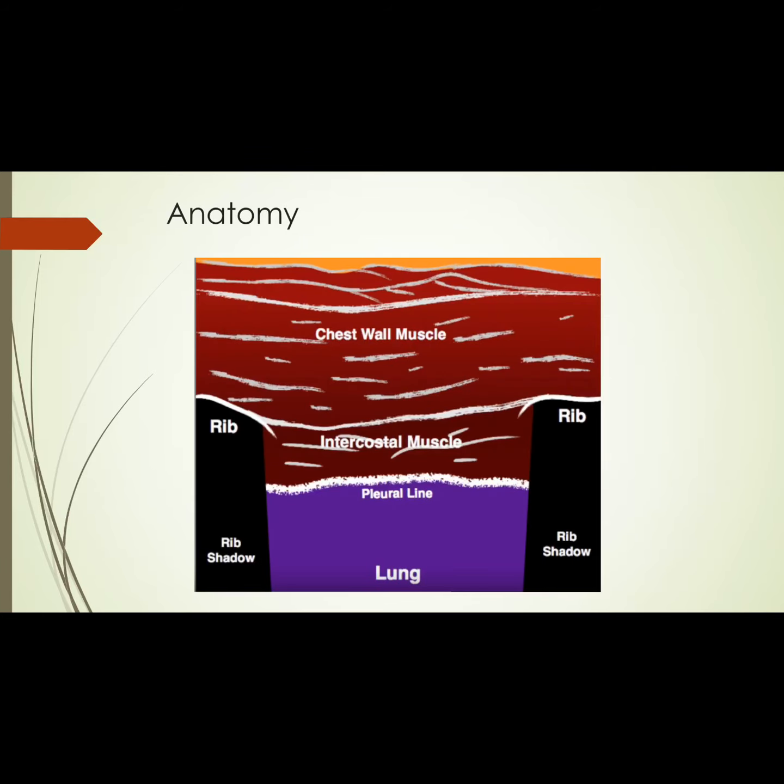Anatomy. With the ultrasound, you're looking down. This is the skin. Then chest wall muscle, intercostal muscle. The pleural line here is showing up as one, but you actually have two. You have the parietal pleural and the visceral pleural that are up against each other and rub back and forth. And that's what gives you the comet tails and the sliding that you see. And of course, you'll see ribs and rib shadows if you're doing the long axis view.